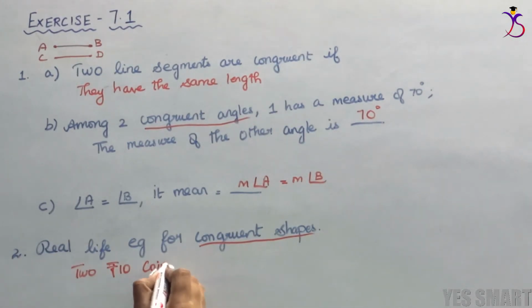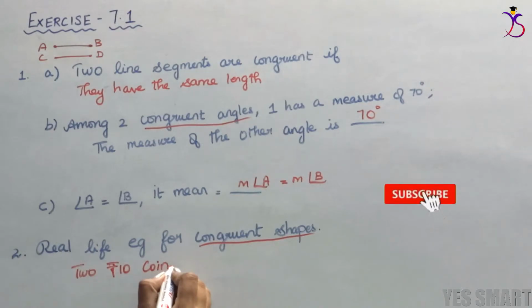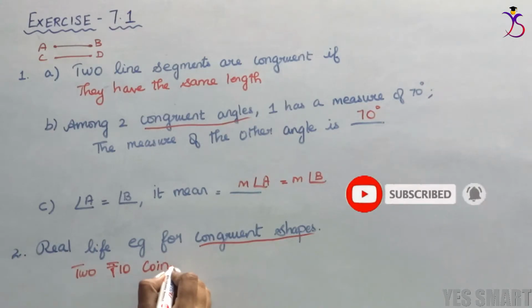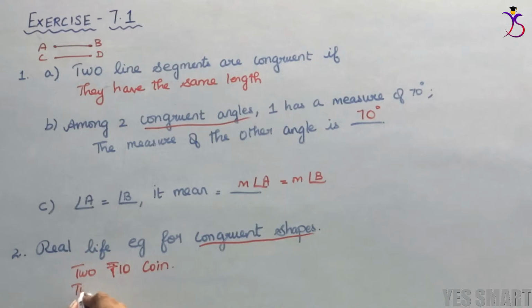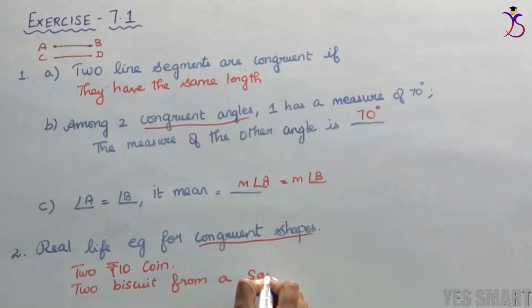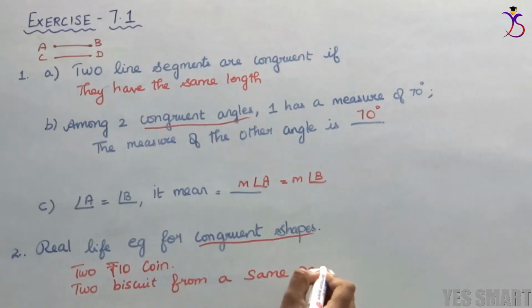Two 10 rupee coins. If you compare two 10 rupee coins, they will be exactly the same as each other. One more example is two biscuits from the same packet. If you open a biscuit packet and compare two biscuits in that packet, both will be the same, both will be the ditto of each other. So those two biscuits are congruent to each other.